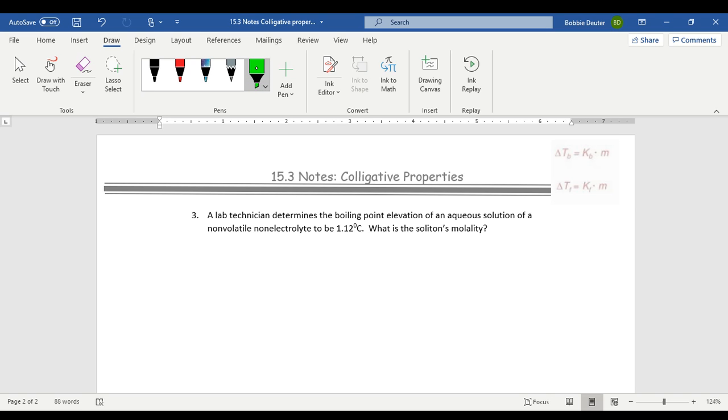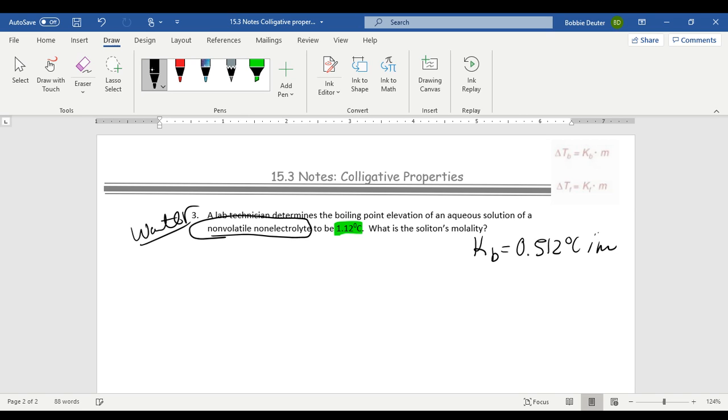It says, hey, lab techs determine the boiling point elevation to be 1.12 degrees Celsius. What is the molality of this solution? So we've got a non-volatile non-electrolyte. Do you remember what I told you that's always going to be? You bet. That solvent is water. So because we're looking for this, we need to look at our chart and find our Kb of water, which when we look at that chart, we get 0.512 degrees Celsius times molality. And so that would be our Kb.